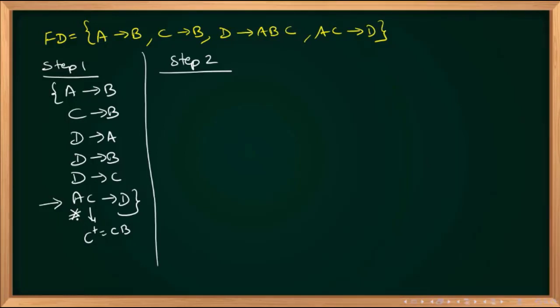What we have tried: we have tried removing A. So we have taken the closure of C. Now you try to remove C. Then you get the A closure. If C is coming in the A closure, it means you can remove C. The A closure contains AB.